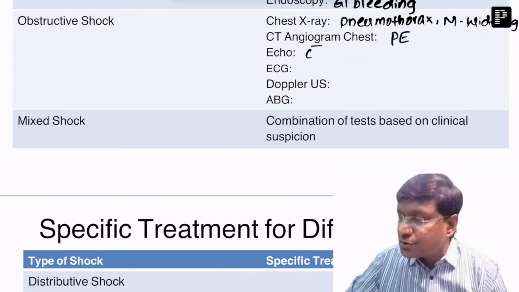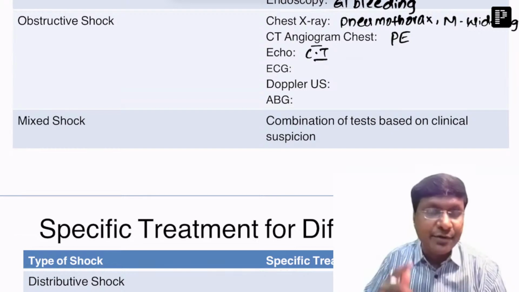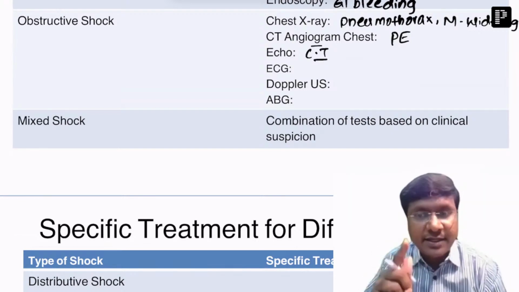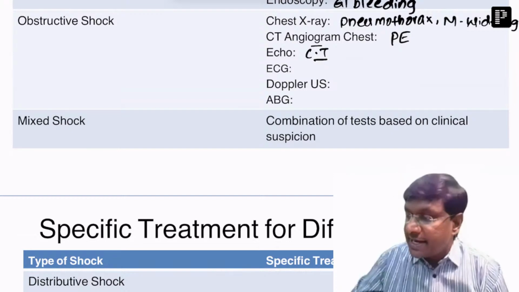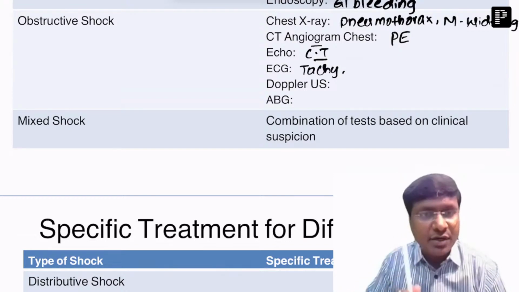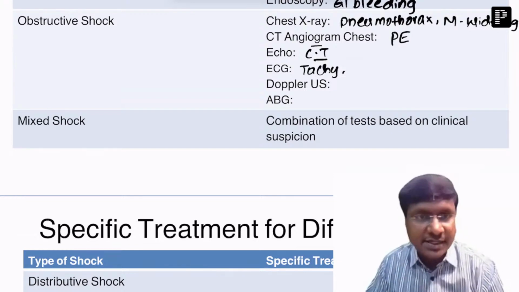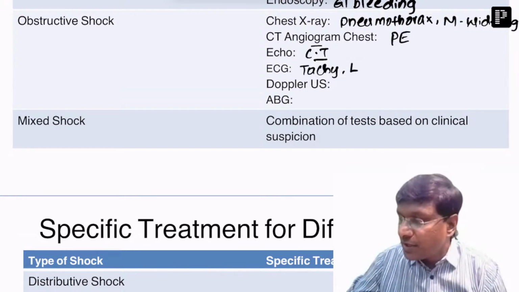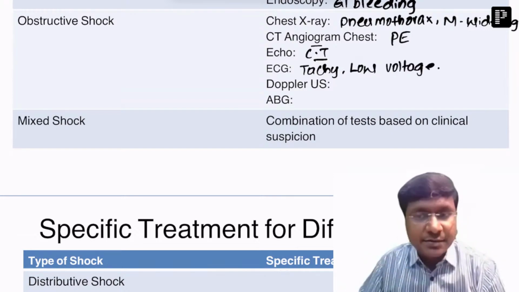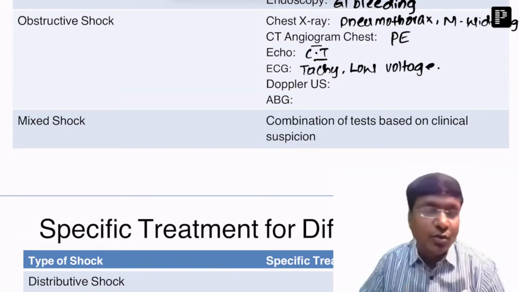And echocardiography should be done to look for the cardiac tamponade, where you will notice that there is diastolic collapse of the right ventricle in case of the cardiac tamponade. And ECG you have to do in order to look for if there is any presence of tachycardia, because in pulmonary embolism, the most common ECG finding will be tachycardia. Or you have to check for if there is any presence of low voltage complexes, because in patients with pneumothorax or in patients with pericardial effusion, there will be low voltage complexes.